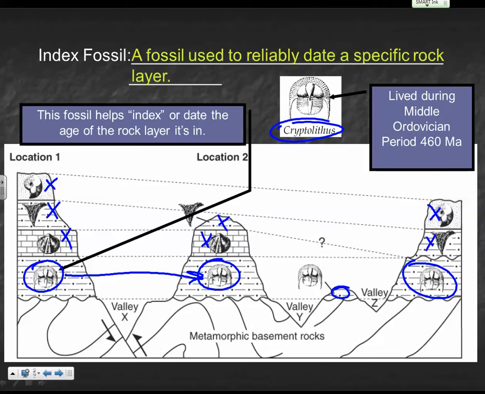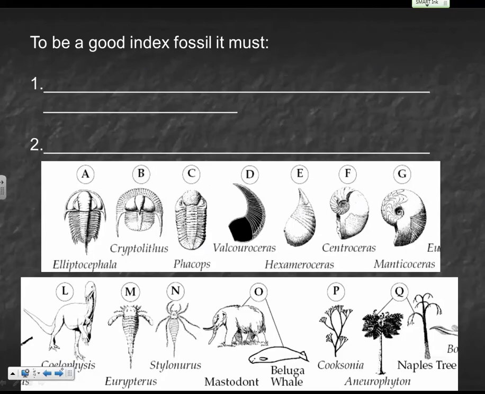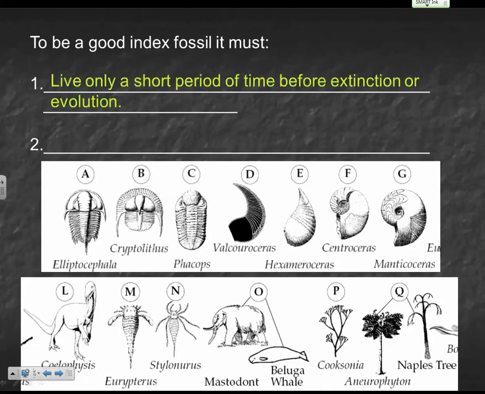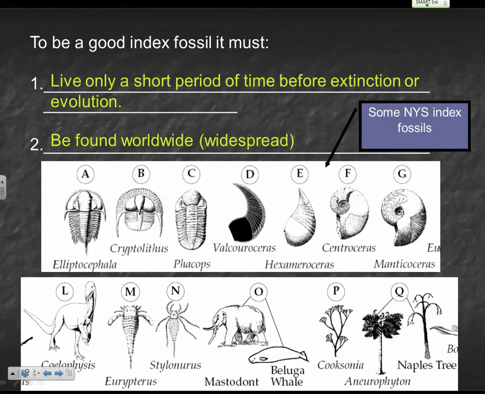So in order to be a good index fossil, it has to have a couple different characteristics. First, these life forms should only live a short period of time before extinction or they evolve into something different. And that means that they're only going to be in that one rock layer, or very few rock layers in the Earth. They just didn't live long enough as a species to make it into multiple layers. And second, they should be found worldwide, or at least widespread, so over a huge area. And that way they're actually going to be useful.